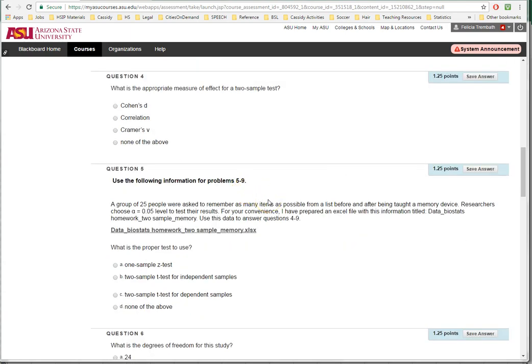What is the appropriate measure of effect for a 2-sample test? We talked about in class how the Cohen's d is going to be the measure of effect that we're going to use for 2-sample tests.